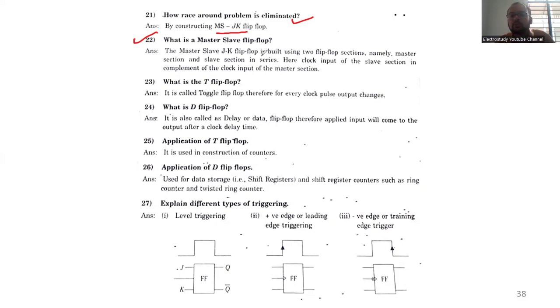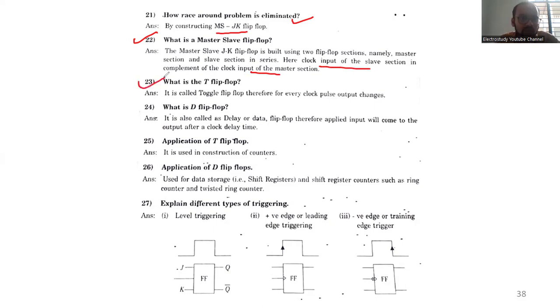Okay, you might have heard about the master and slave. Whenever you're dealing with a microcontroller, you might have heard one part will be master, the other part will become slave. Correct? Here, the clock input of the slave section is the complement of the clock input of the master section. If I talk about the clock input, both will be complementary, correct?